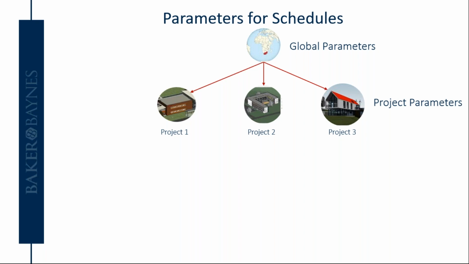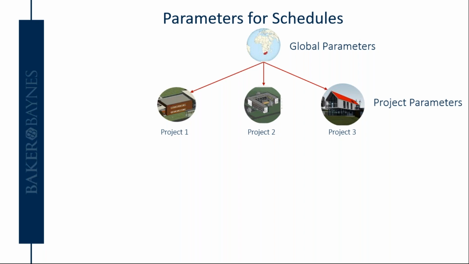You might then have individual projects that have parameters that are specific to that project. So you might have project 1 that is a load-bearing brickwork project. So the project parameters that you might want to create there are specific to brickwork. The next one might be a concrete building, so you'll have project parameters that relate to concrete, and another project might be a steel building, and your parameters would be specific to that project.